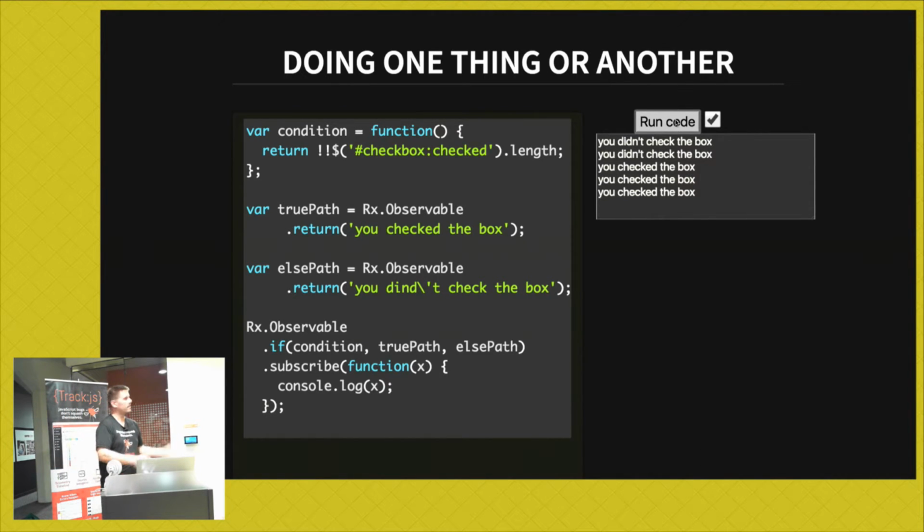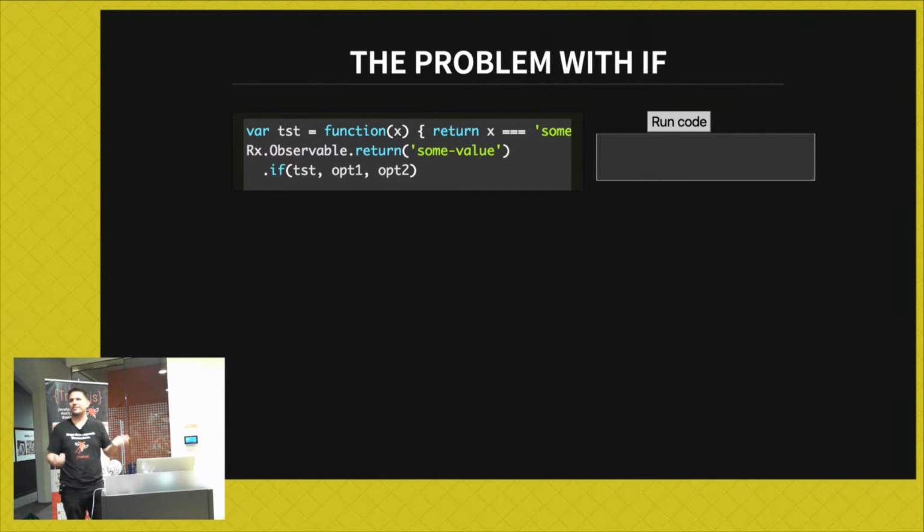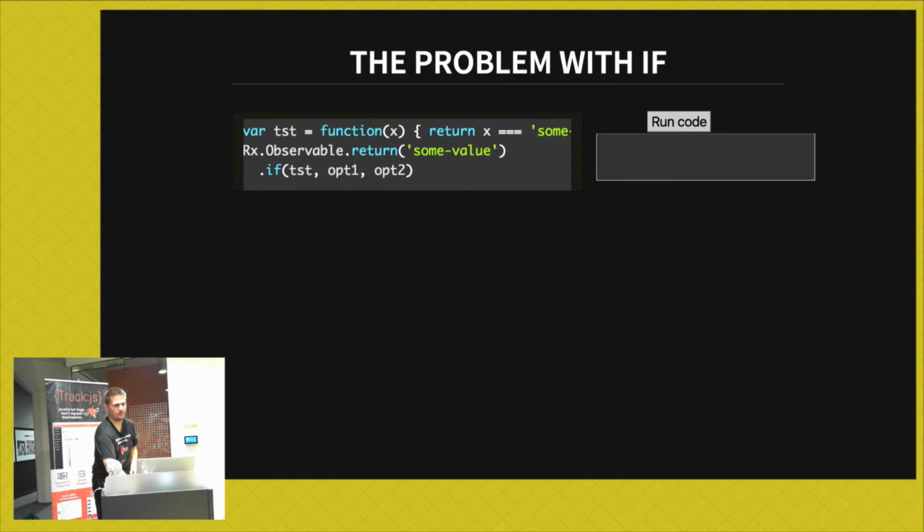Problem is, we start our sequence out with the if. What happens if we have some data and now we want to make a decision based on what's in the stream? So the first naive attempt is, I'm just going to return some value. I'm going to use the operator with my function. So here I'm returning some value, and this one would be true, so I would be doing opt1. Well, it doesn't work because it's not meant to do that. It's always meant to start off an observable.